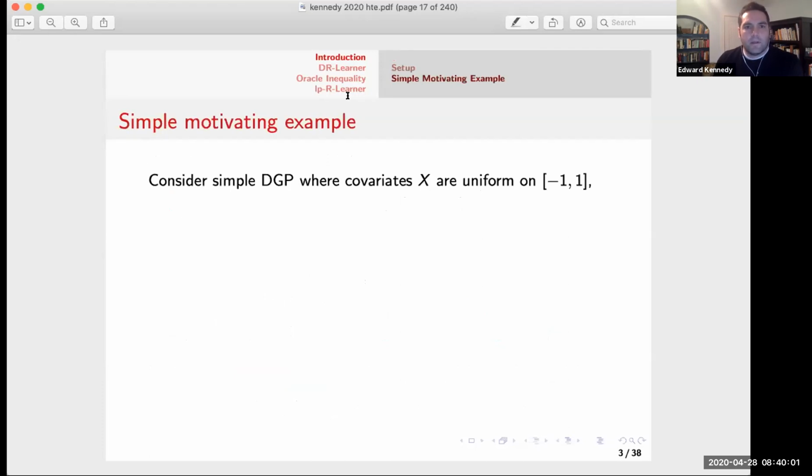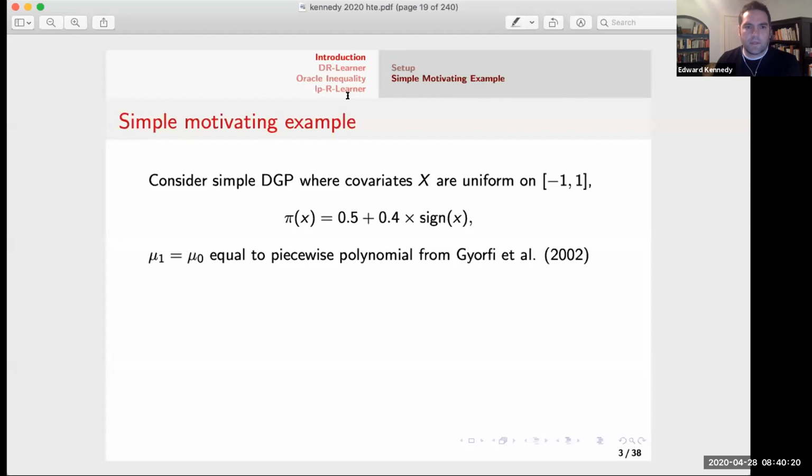So here's just a motivating illustration of this issue of why the difference really changes things. We're going to think about a simple simulated example, a data generating process where we have just one covariate X. It's uniform on -1, 1. Just a simple propensity score that's piecewise constant. And then we're going to think about regression functions mu1 and mu0 that are equal to a particular piecewise polynomial.